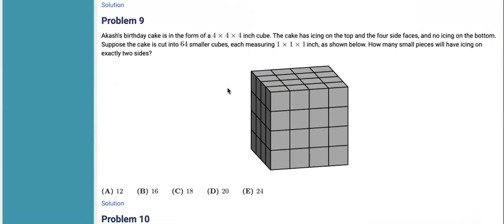Akash's birthday cake is formed 4 by 4 by 4 inch cube. The cake has icing on top and the four side faces, no icing in the bottom. Suppose it can 64 smaller cubes, each measuring, etc. Okay, hold on. Icing on the top and 4 side faces. Okay, no bottom, no bottom. How many small pieces will have icing on exactly 2 sides?